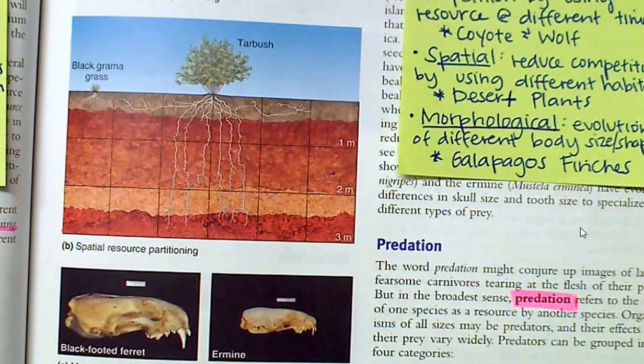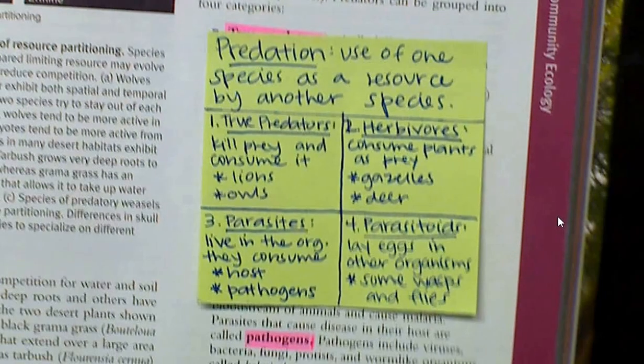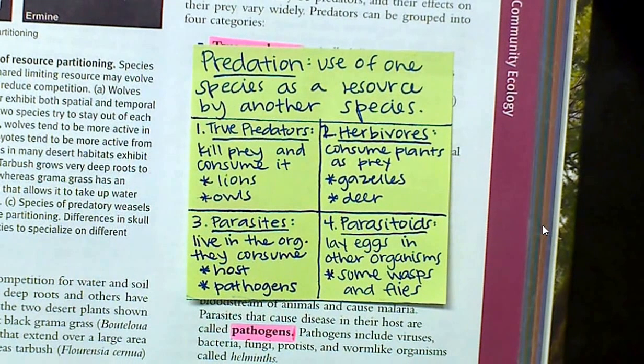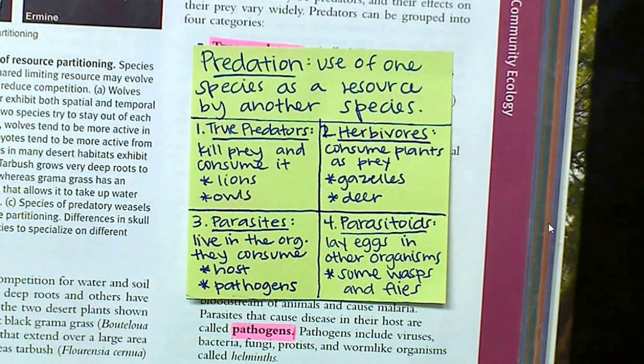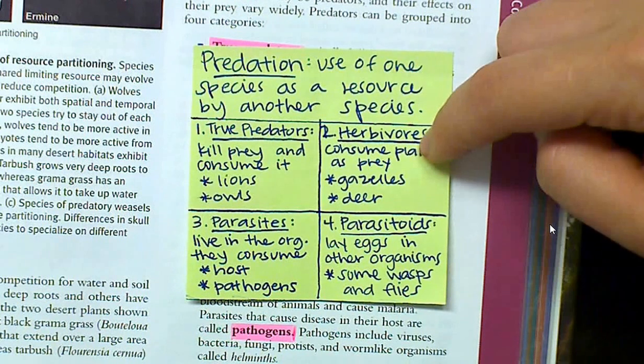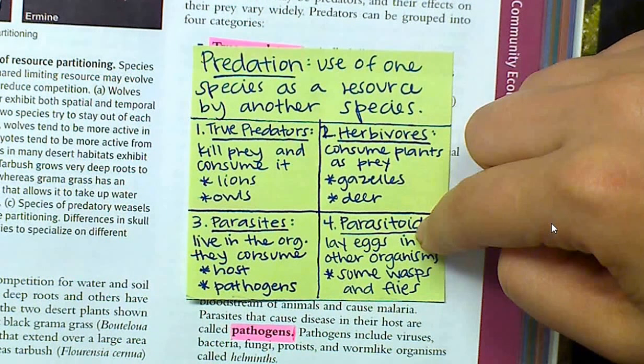Next we have predation. Predation is basically the use of one species as a resource by another species, and there are four main types. I know that most of us feel like true predation is the only kind of predation, but if you didn't know, herbivory is actually a kind of predation, parasites are a kind of predation, and parasitoids are a kind of predation.